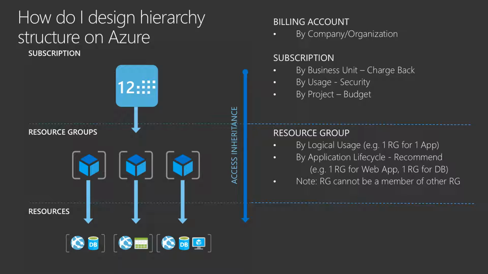Just to let you know, a resource group cannot be inherited, so one resource group cannot be a member of another resource group. For the resource, that's much easier. Every resource is one instance of one specific resource type. It could be a VM, a network, a storage account, an IP range, or an application.